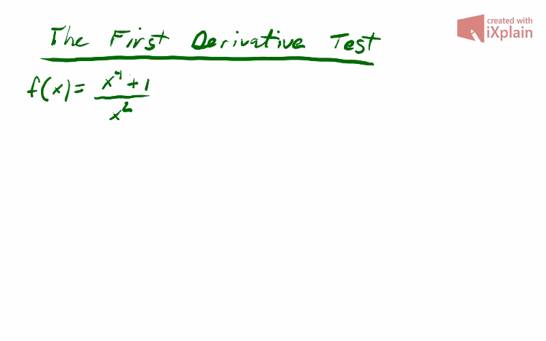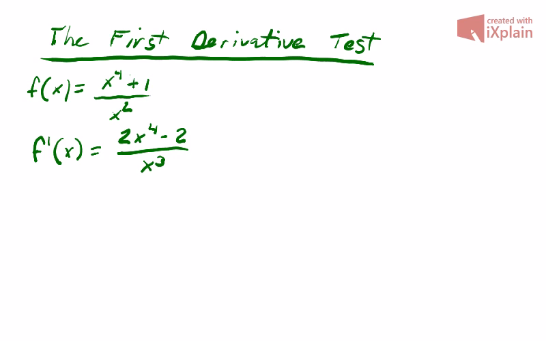So we're going to do the first derivative test with f of x equal to (x^4 + 1) all over x squared. And at this point, I would ask you to pause the video, try to find the derivative on your own, and then follow along from there. So when we do find the derivative, we get f prime of x is equal to (2x^4 - 2) over x cubed.